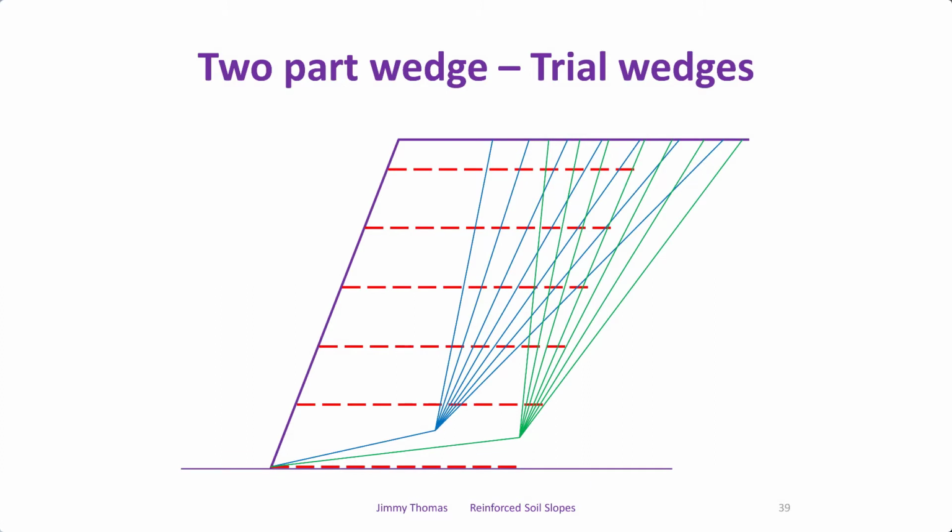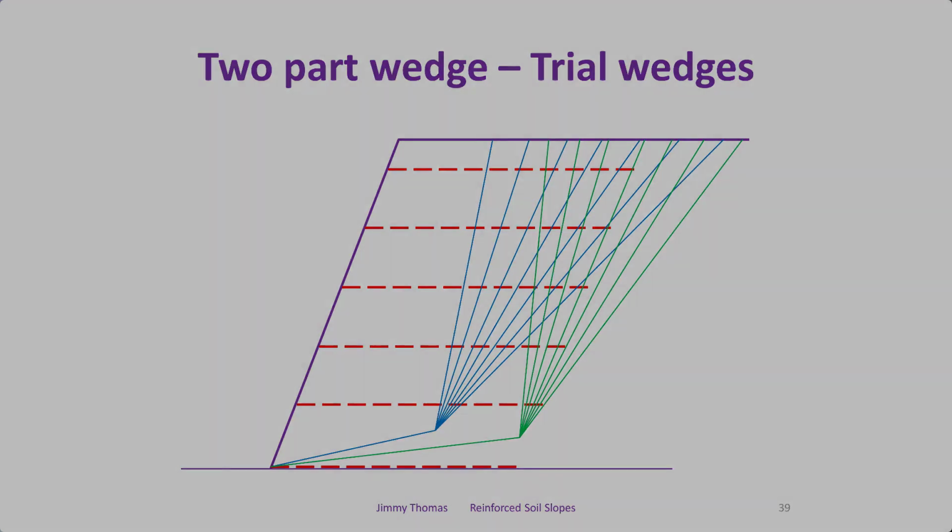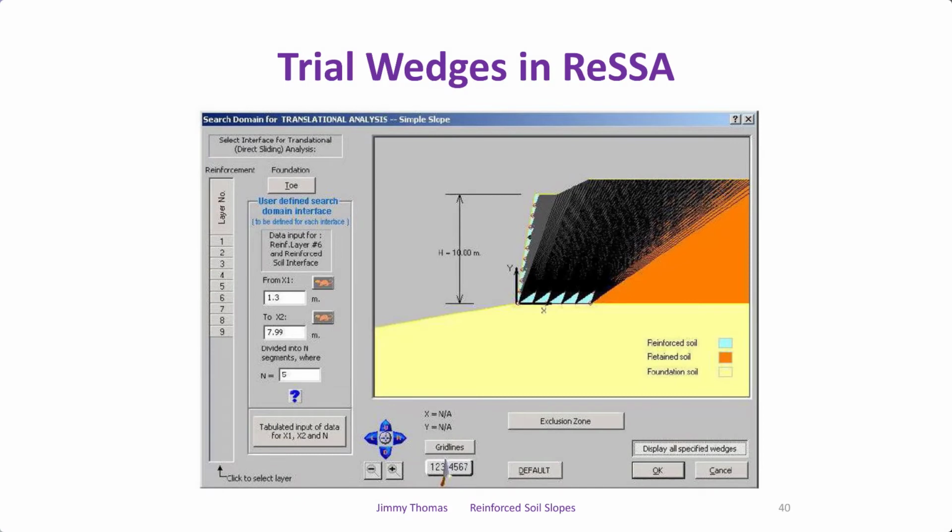Now, of course, we can go for a program like RESSA. Most slope stability programs have a provision for reinforcement, so we can analyze any number of wedges. Like here, we can see RESSA. RESSA has two options: one is translational, which is a two-part wedge type of thing, and also rotational. We can give a search, and it will analyze like that.